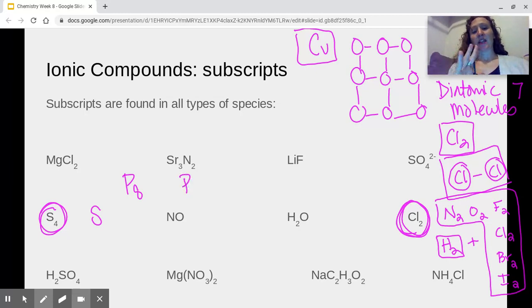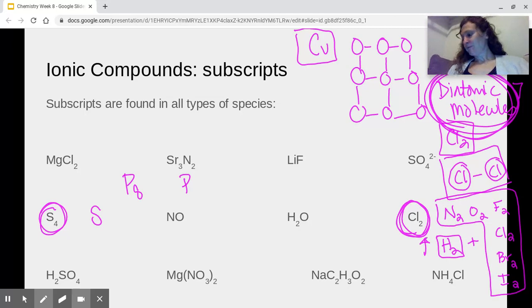Okay, so we're going to let those go for now and focus on the ones that show up over and over again, which are these 7 diatomic molecules. Their elemental form is actually as a diatomic molecule. So the subscript is really important.